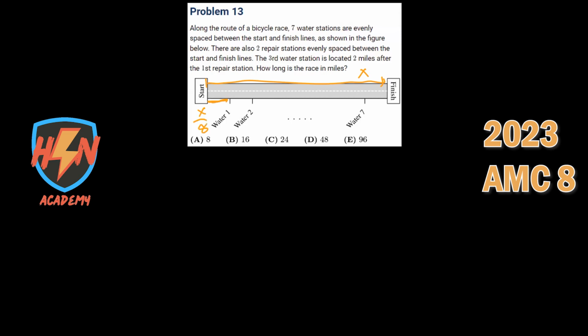Now it has 2 repair stations. That means they will divide the racetrack into 3 equal parts. Each of these lengths would be x over 3. Now they said the third water station, which would be 3x over 8 away from the starting line, is 2 after the first repair station, which is x over 3.